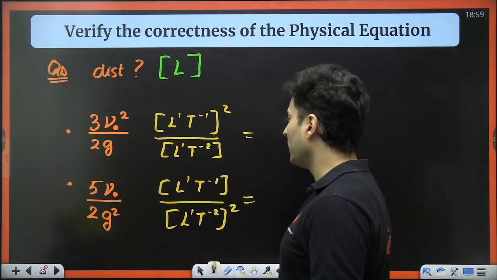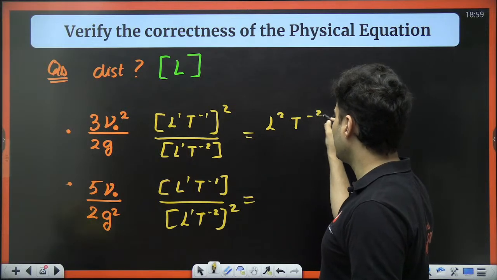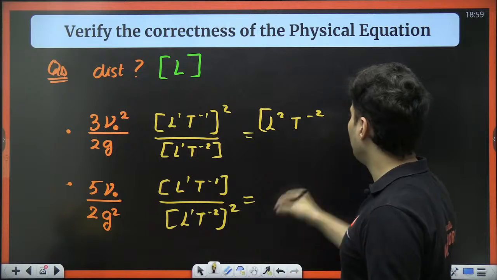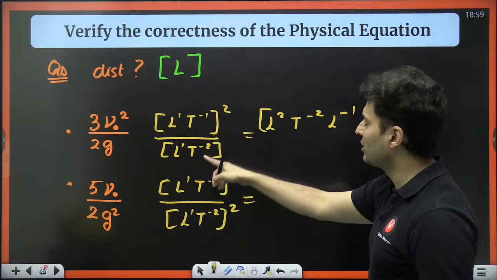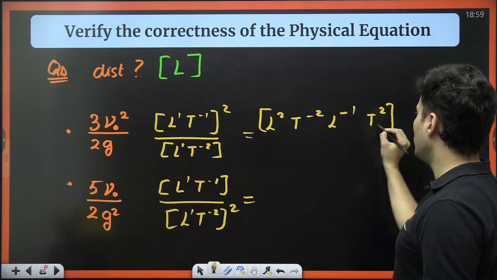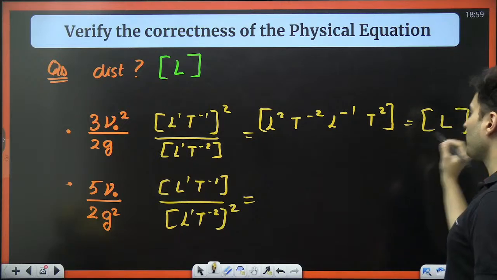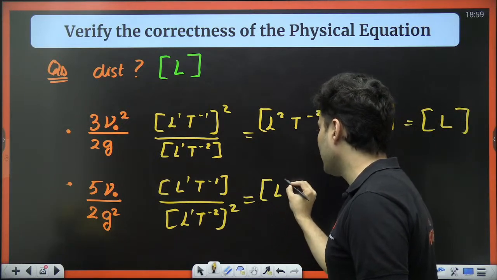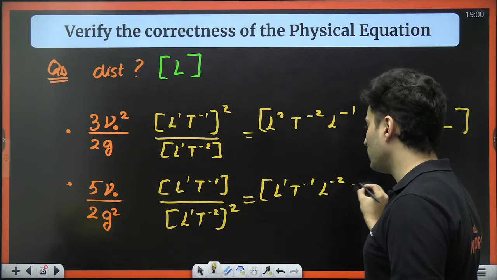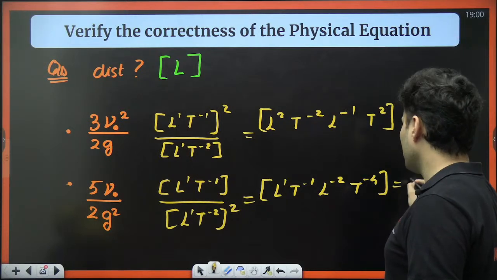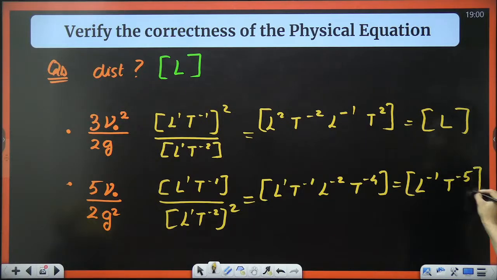Now solve them and see what you get. This will become L raised to 2 t raised to minus 2. Bring them on the top, it will become L raised to minus 1, t raised to plus 2. The t raised to minus 2 cancel, so this will become basically L. And over here this will become L raised to 1, t raised to minus 1; this will go on the top, become L raised to minus 2, t raised to minus 4. So this will become L raised to minus 1, t raised to minus 5.